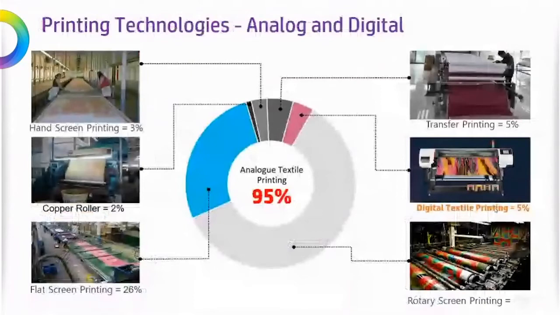With these printing technologies, we'll talk more in depth next week when we dive into the textile market. But I want to show you the difference between analog and digital and the percentage of each. Analog textile printing makes up about 95% of the textile industry, leaving about 5% as digitally printed. That's a big number.